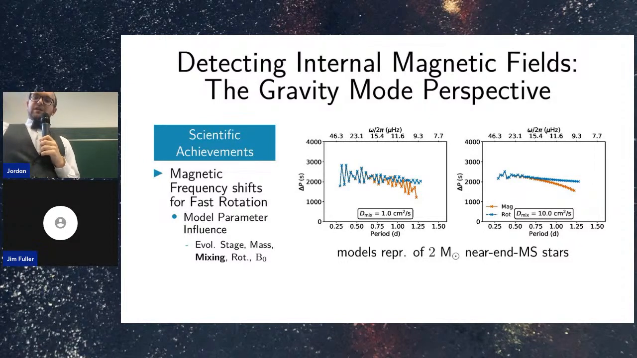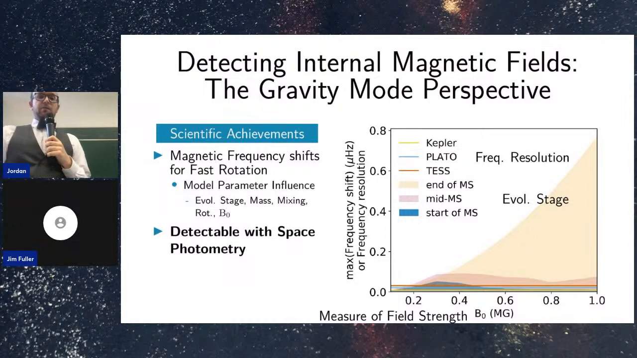And we have two effects. We have a sawtooth-like pattern that is appearing here. And if you crank up the mixing, this sawtooth-like pattern disappears, and you are left with some slope change. And these effects were then found to be detectable by space photometry when we compare it, for example, with typical frequency resolutions of Kepler.